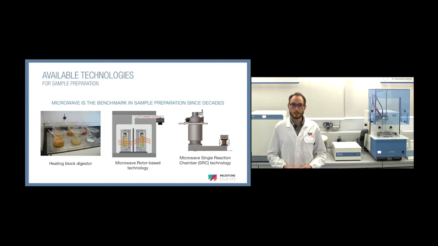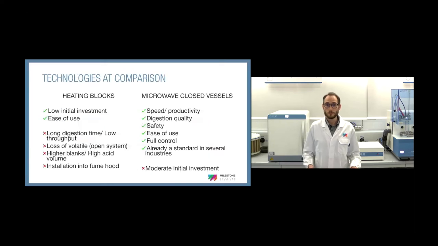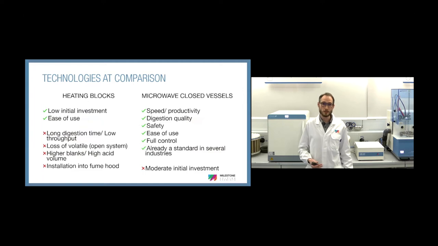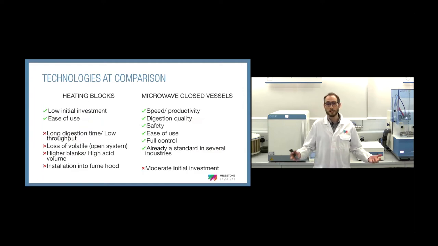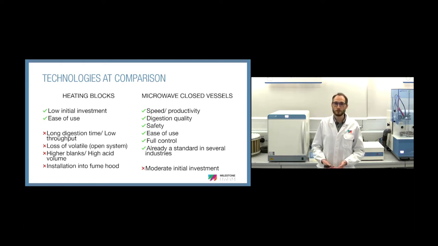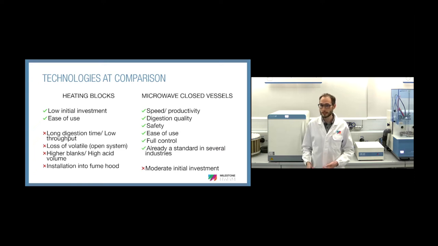Why is the microwave the most used technology for sample preparation? Basically, because with the microwave, you are really able to reduce the time of sample preparation, so the productivity is much higher. Then you can reach very high temperature conditions, and this means the quality of the digestion is much better, and you can perform digestion of a big variety of samples. So these advantages make the microwave closed vessel technology the best technology to prepare the sample for ICP analysis.